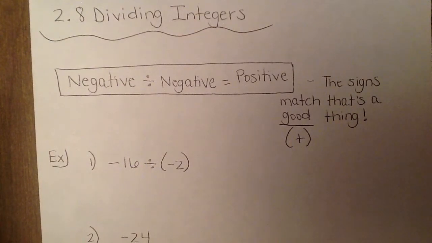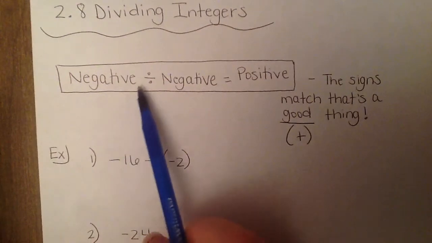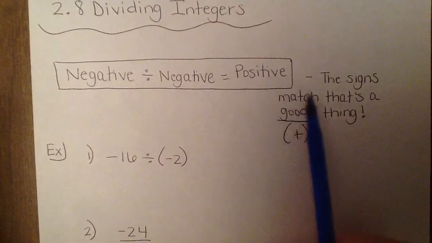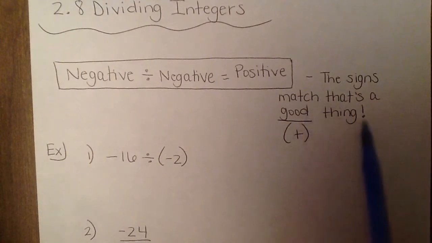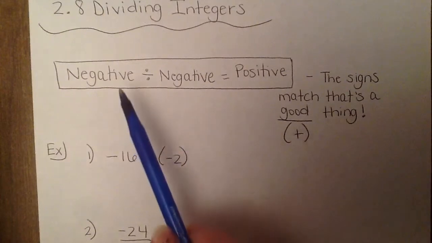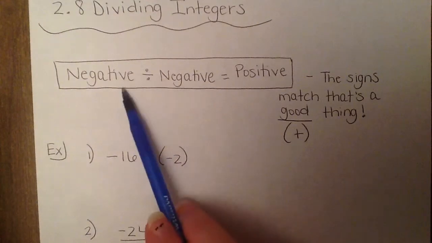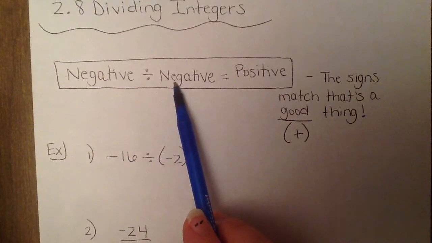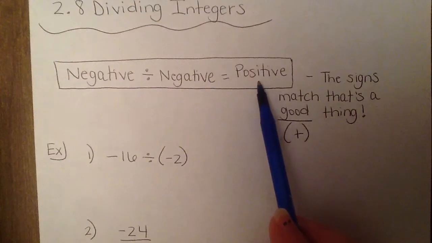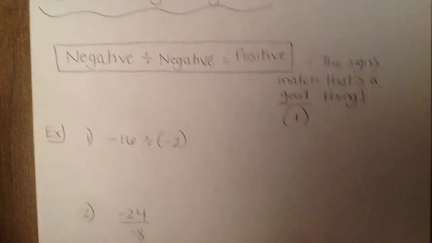Okay. So we're first going to start with a negative divided by a negative. All right? Just like multiplying, if the signs match, that's a good thing. So our answer is positive. The signs match. They're the same. So a negative divided by a negative, the signs match. That's a good thing, or our answer is a positive. So let's look at a few examples.